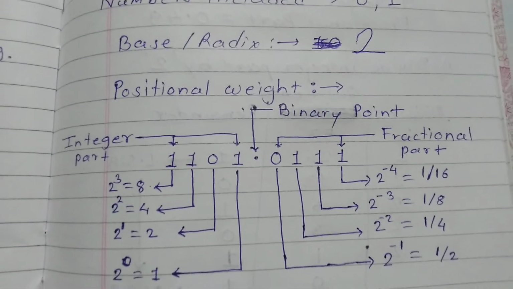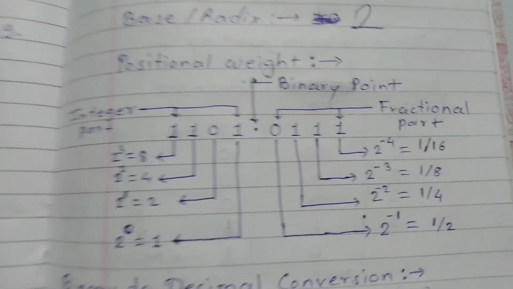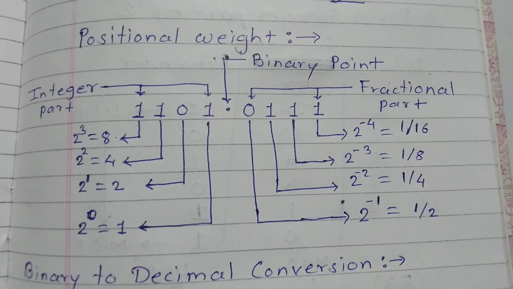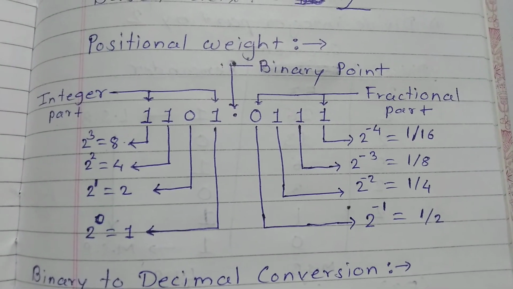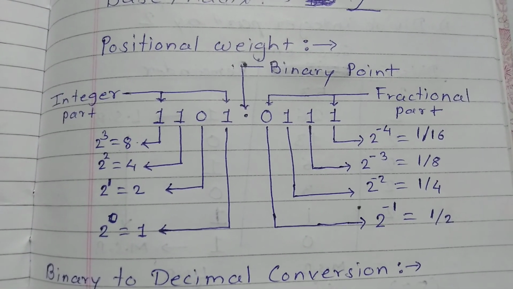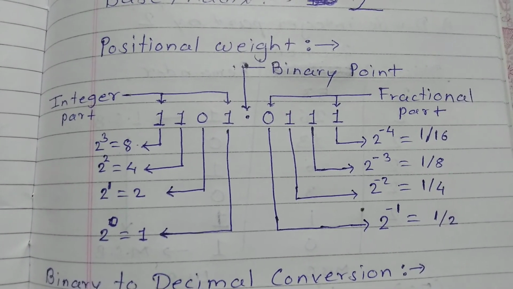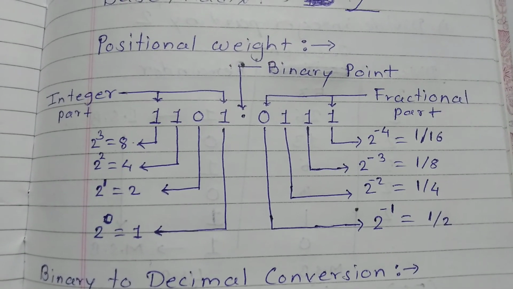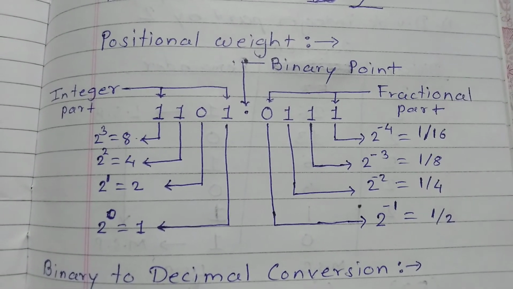Let us understand the positional weight of a binary number. Let us take an example of a binary number, that is 1101.0111. The point here is a binary point which separates the integer part from the fractional part. The integer part is 1101 and the fractional part is 0111, and the point which separates this binary number is known as the binary point.